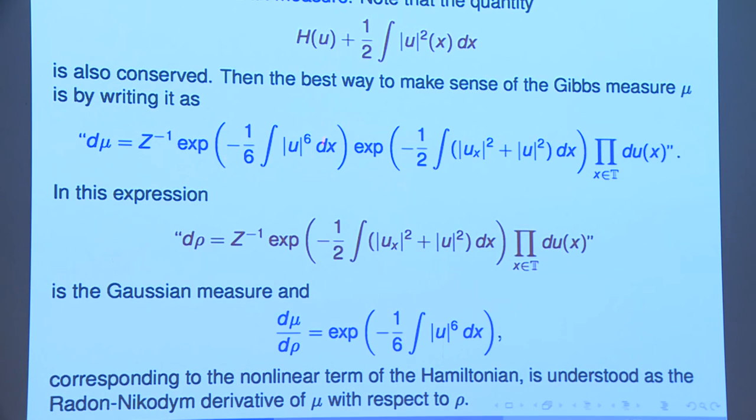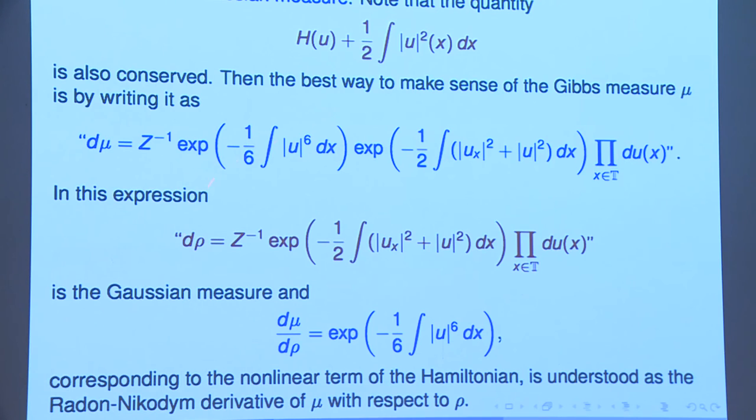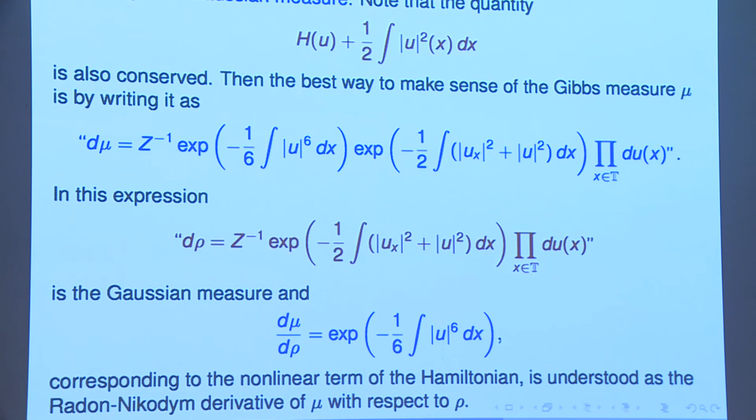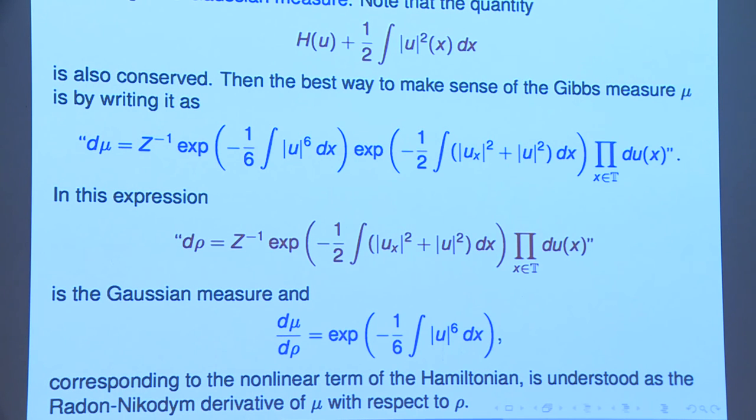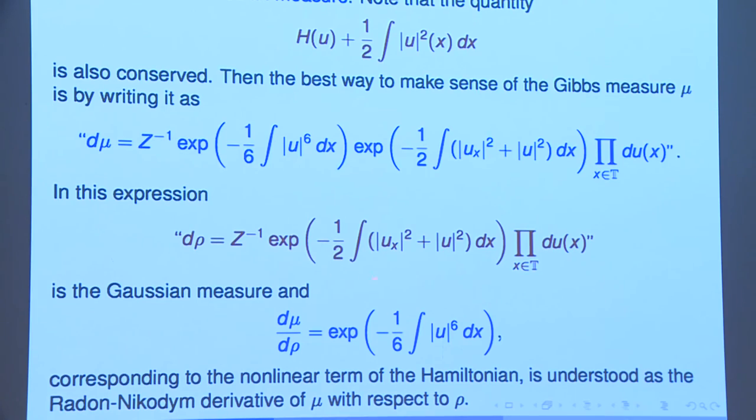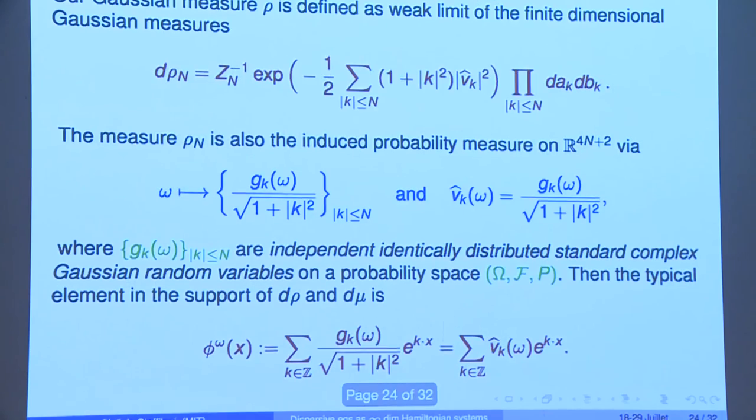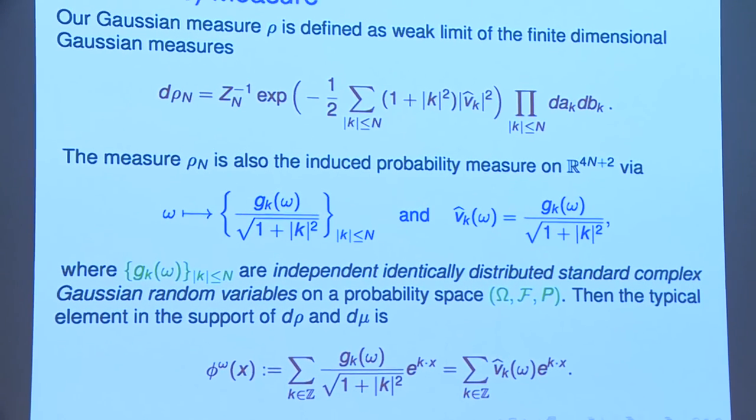And what you have to do is to show that this piece is in L1 with respect to the Gaussian measure. And so you can think of it as a random Radon-Nikodym derivative. So in a very short one slice argument, I told you how you can make sense of this Gibbs measure. In practice, it requires a lot of calculations, and I'm not going to go into that. So since I mentioned the Gaussian measure, let me just briefly tell you how you deal with it.